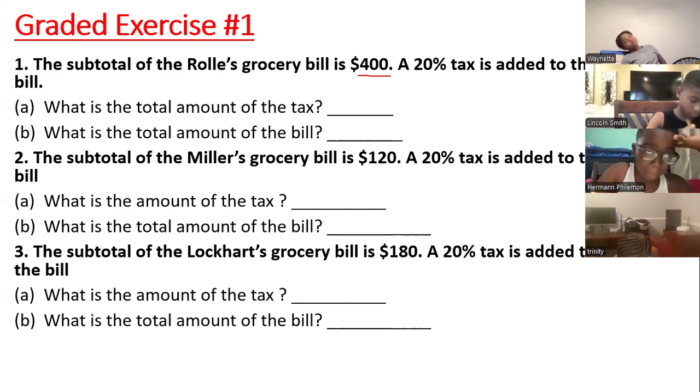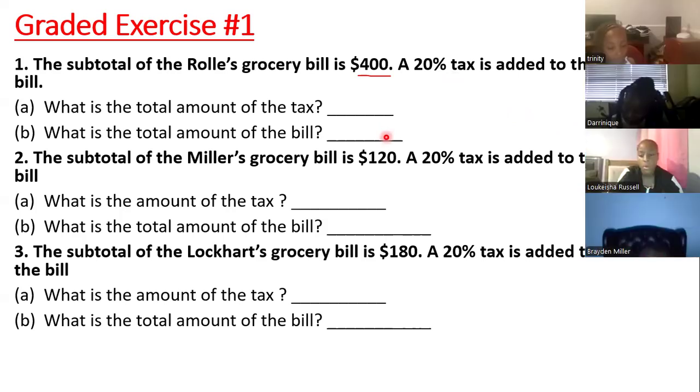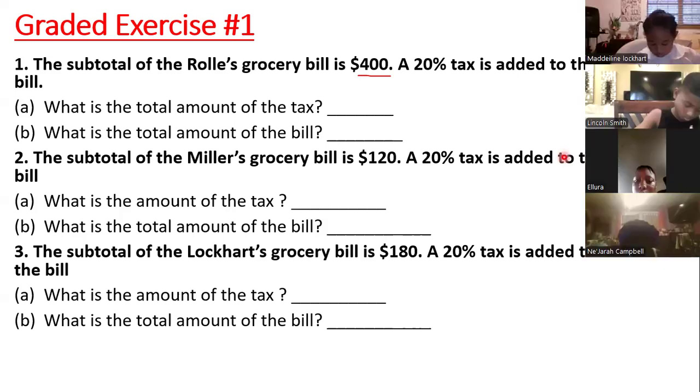8. Not 8. 20 times 4 gives you what? It's right there. 80. 80 over what? 1. 80 over 1. And so our answer is $80.